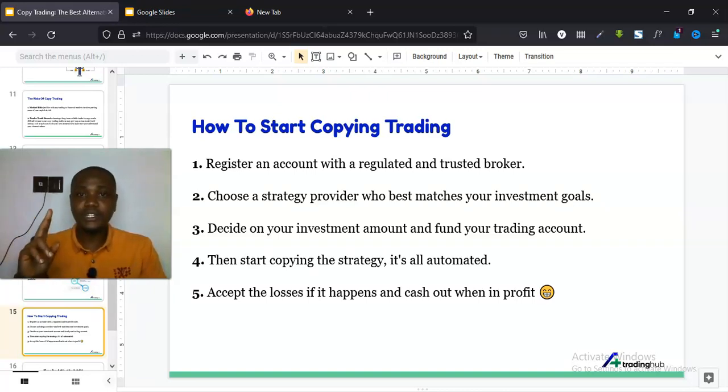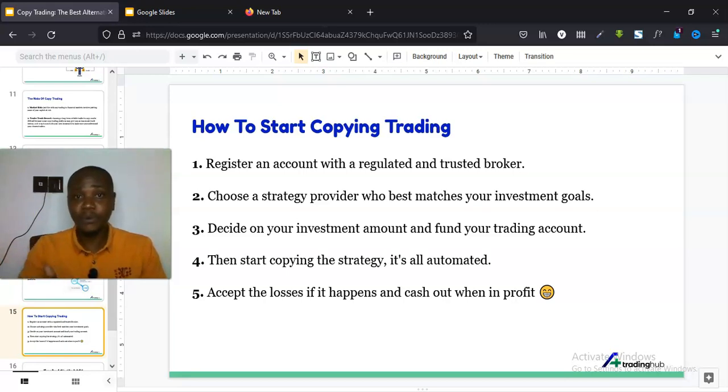Two, choose a strategy provider who best matches your investment goal. Three, decide on your investment amount and fund your trading account. Four, start copying the strategy. It is all automated, right? Though there's still manual copying, but if you want a complete passive income, then don't do manual copy. Go for automated copy. Then five, accept losses if it happens and cash out when you're in profit.